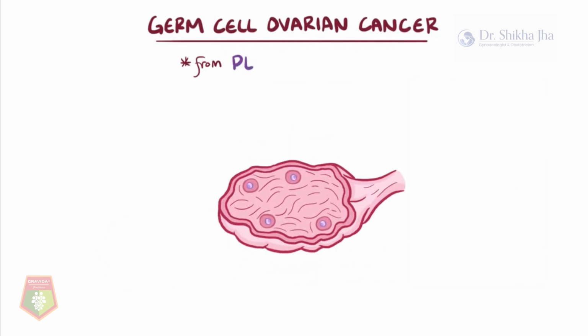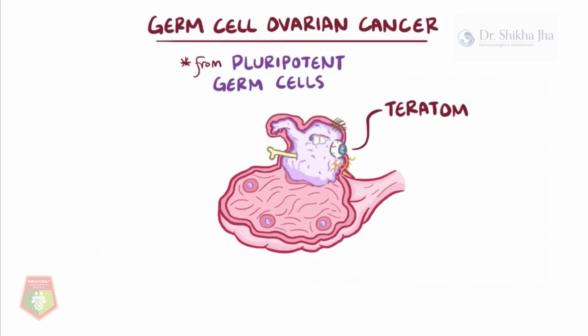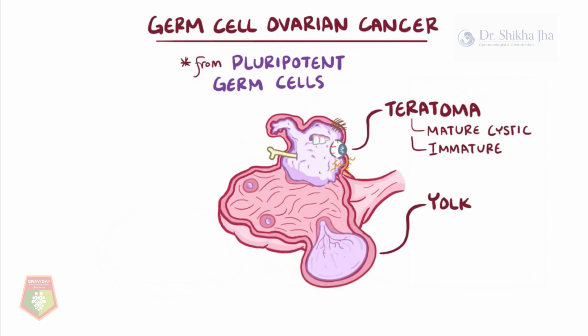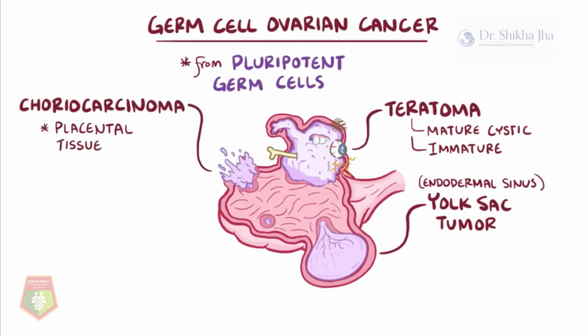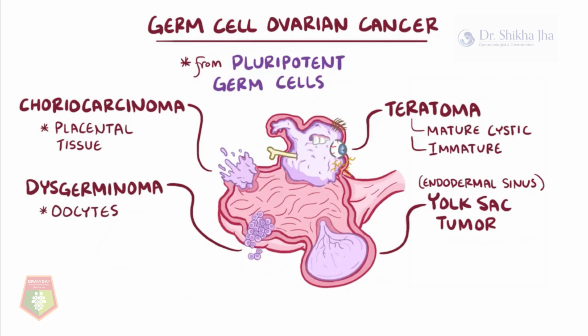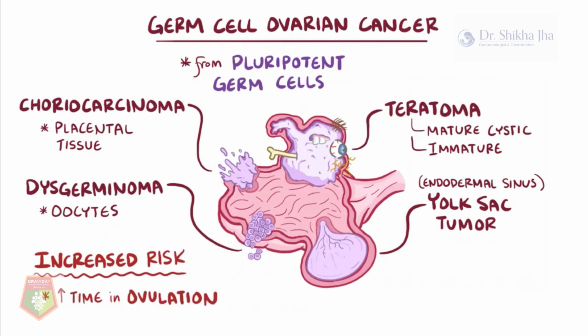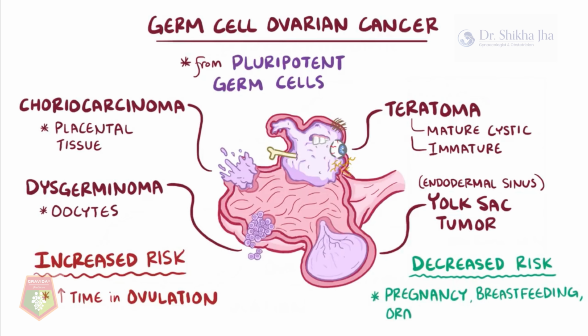Alright, as a quick recap, germ cell ovarian cancers come from pluripotent germ cells that normally develop into sperm or egg. The four major types of germ cell tumors are teratomas, both mature cystic and immature teratomas, yolk sac tumors or endodermal sinus tumors, choriocarcinoma or placental tissue tumors, and finally dysgerminomas or oocyte tumors. A well-known risk factor for ovarian cancers is the cumulative amount of time a woman spends in ovulation, with protective factors being pregnancy, breastfeeding, and oral contraceptive use.